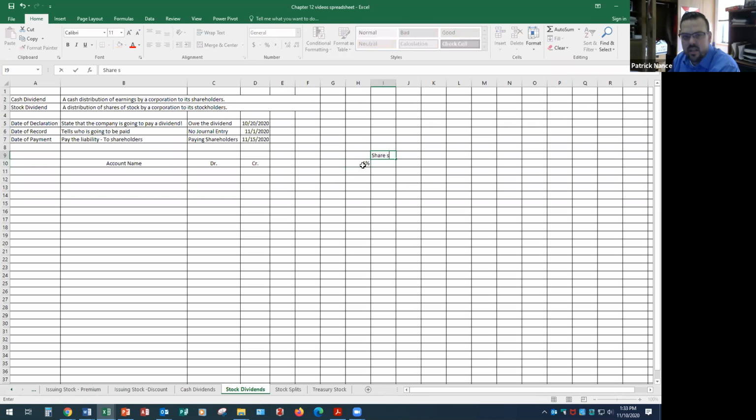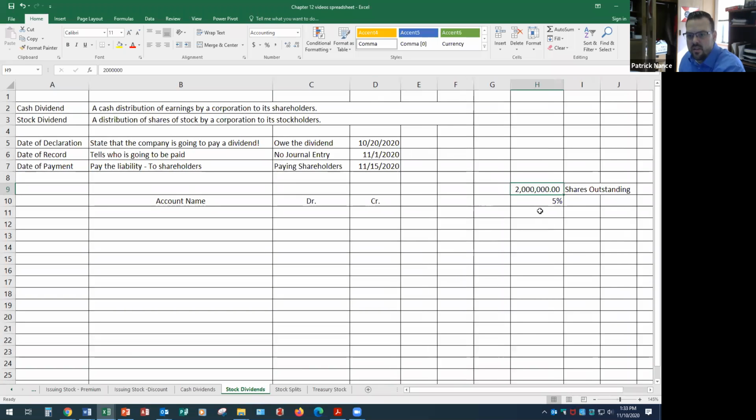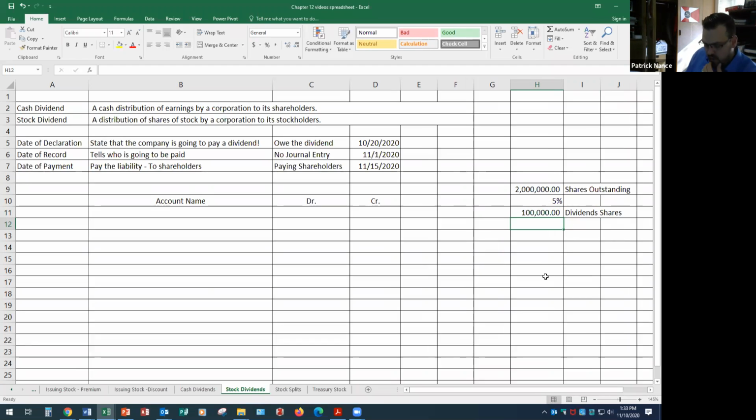So shares outstanding for this was 2 million shares. Make sure I've got my zeros right here. 2 million shares of stock. So the shares that are going to be issued as a dividend is going to be 5% of the 2 million shares. So 100,000 shares of stock. And this isn't cash, this is a share of stock. So to the shareholders that already have it, I'm going to give them an additional 100,000. That depends on how many shares of stock you own, but it'd be 5% of whatever it is that you own.